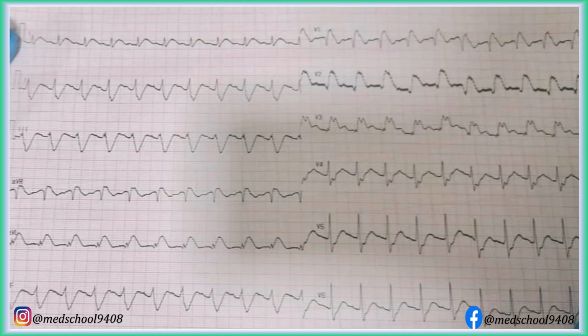There are wide QRS complexes in this ECG. RR interval is constant and 12 small boxes long. So, heart rate is 1500 divided by 12, that is 125 beats per minute. There is no capture or fusion beat. So, let's apply Brugada's criteria to see whether it is ventricular tachycardia or not.